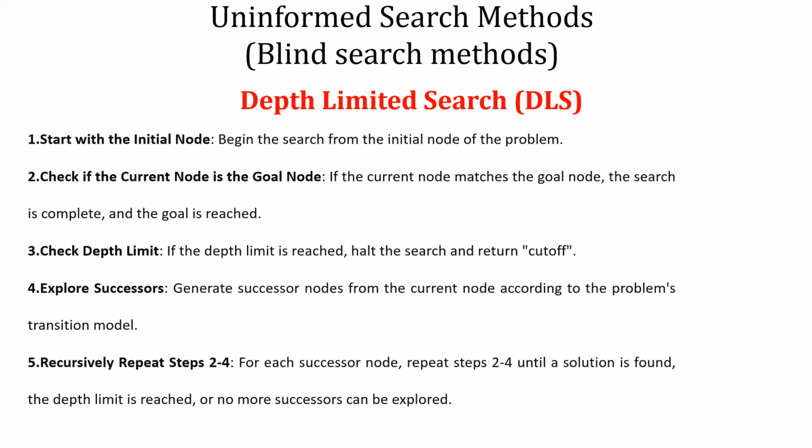The next search method is the depth limited search. Here we start with the initial node of the problem and we check if the current node is the goal node. If the current node matches the goal node, the search process will be complete and the goal is reached. The third point is we check the depth limit. If the depth limit is reached, we will stop the searching process. And number 4, explore successors. We will generate the successor nodes from the current node.